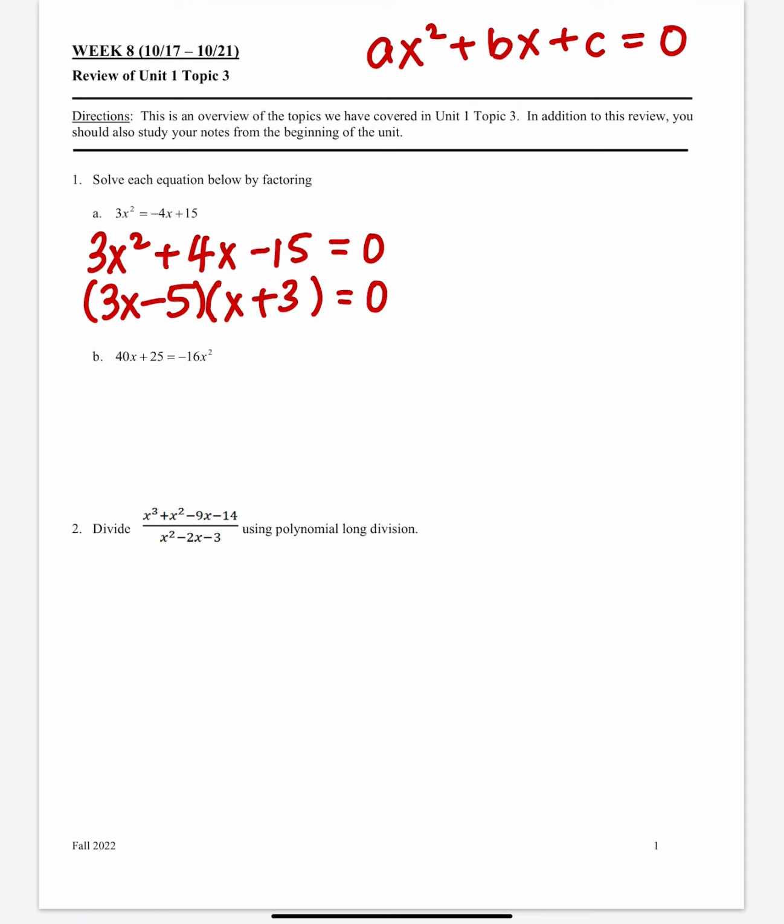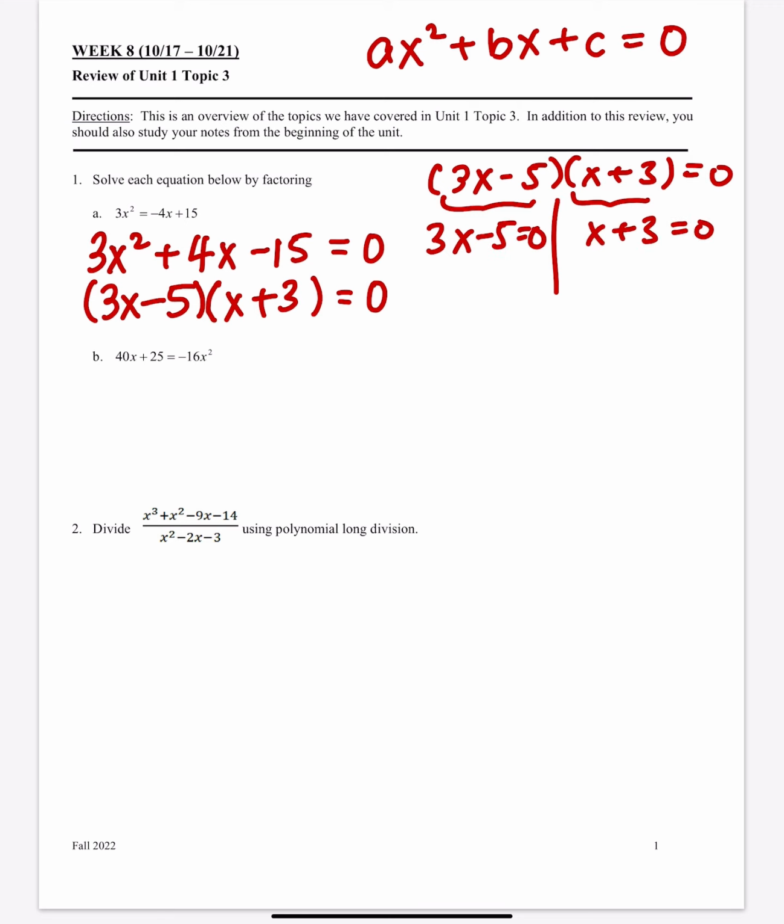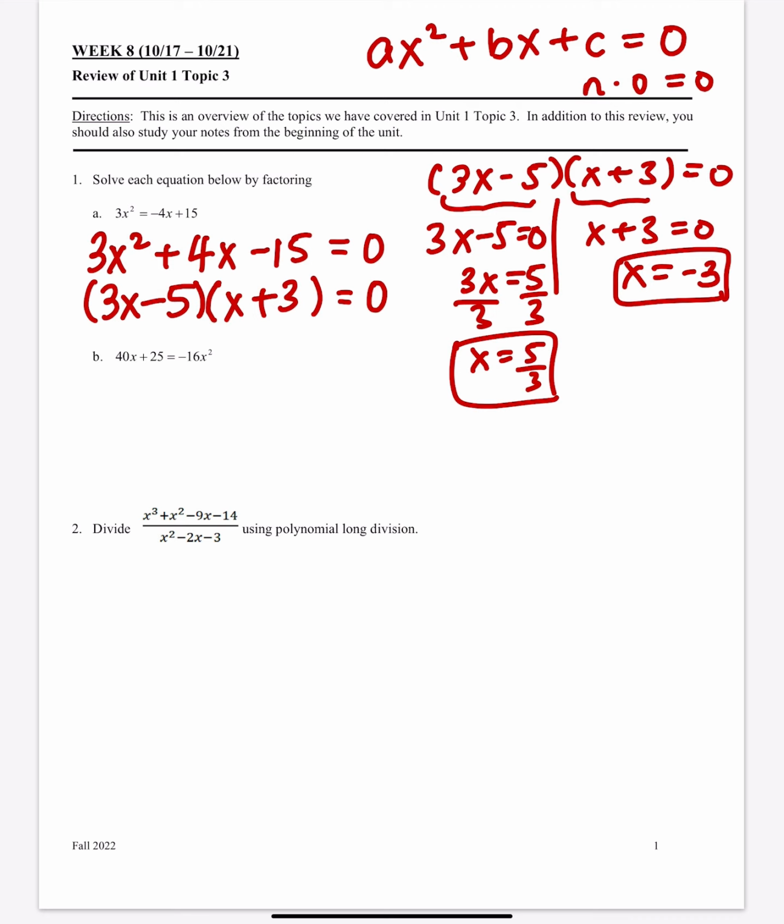After you have completely factored it, we need to make sure that we solve it. So I'm going to recopy the problem, and I will set each factor, this is a factor, and this is a factor, equal to 0. The reason we do this is because any number times 0 is 0. So here, on the left side, we need to add 5, the inverse operation. And then the opposite of multiplying by 3 is to divide by 3. So x is equal to 5/3. On the right-hand side, we simply subtract 3, and we get that x is equal to negative 3.